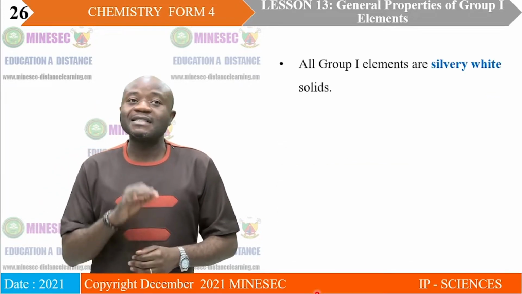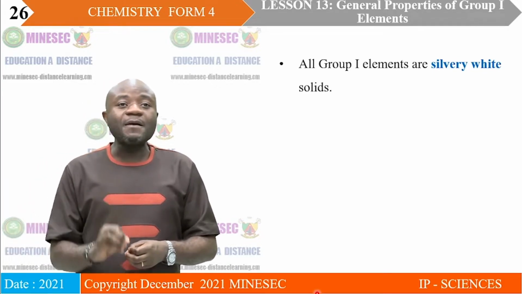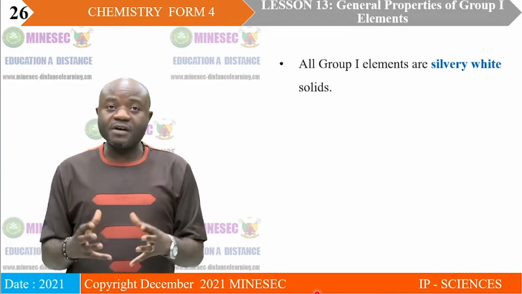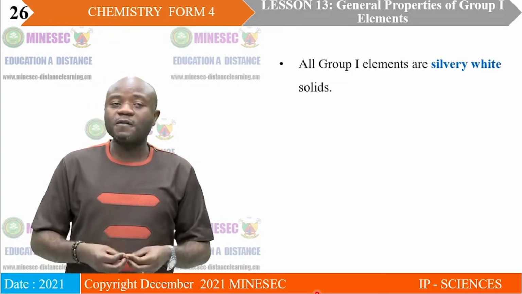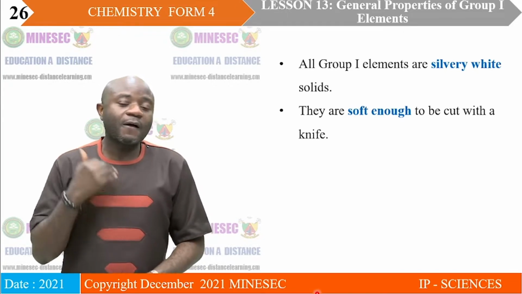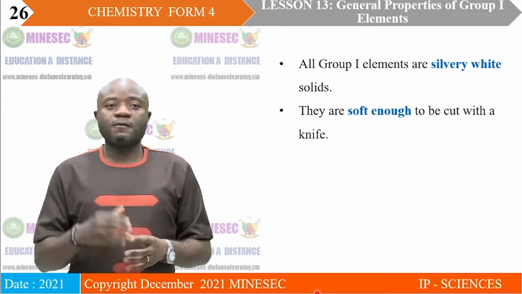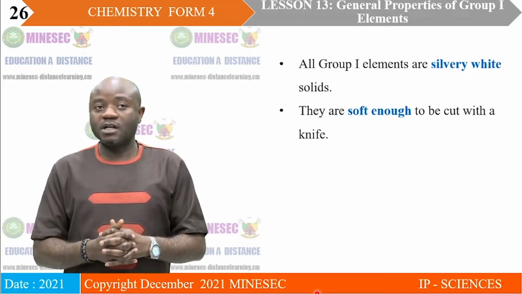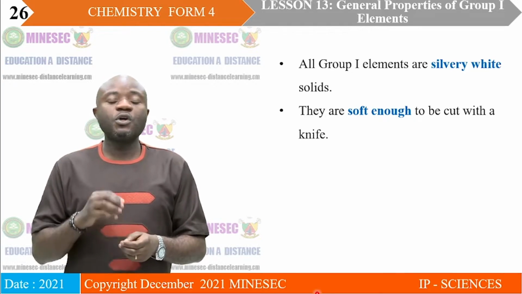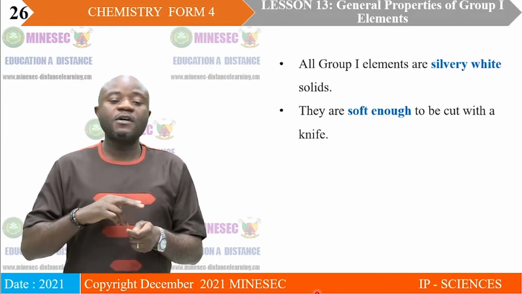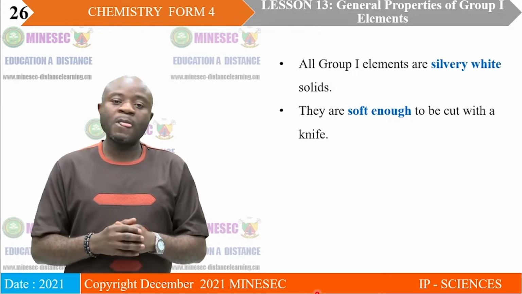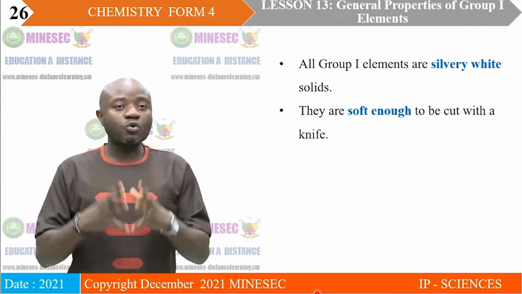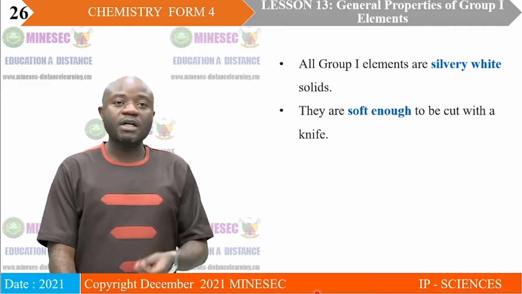From those pictures, the first thing we see is that the elements of group 1 are silvery white in color. That means they have an appearance that is silvery white, and all of them are solids. Another thing that we observe from the pictures is that these group 1 elements are soft and can be cut with a knife. For the picture showing sodium, you could see a scientist holding a knife to slice off a piece of sodium. So unlike other metals that are very hard and you cannot use a knife to cut them, group 1 elements are soft so that you can cut them with a knife.